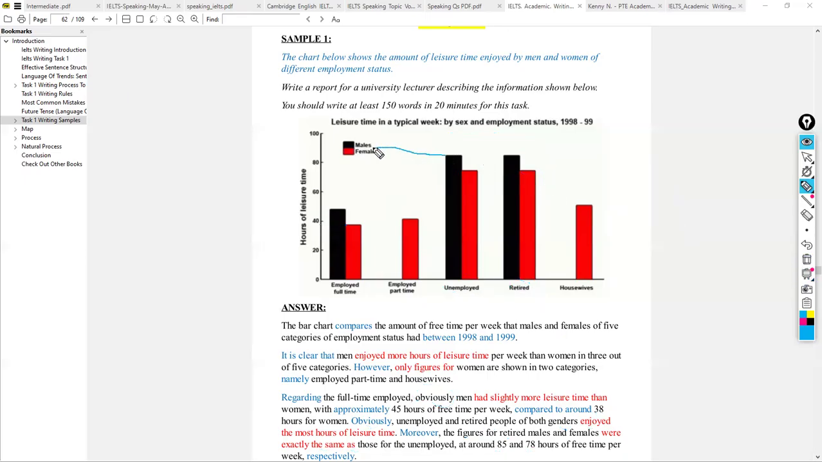This is 85. This is for male. And now for female, it is 78. It is not exactly 80, but 78. Hours of what? Of free time, leisure time. I'm talking about hours per what? Per week. Exactly. A typical week, respectively.